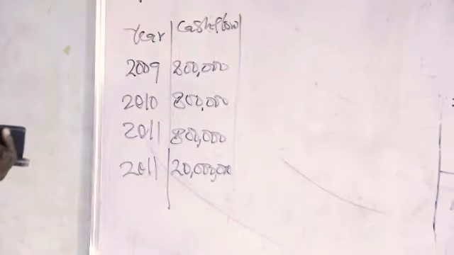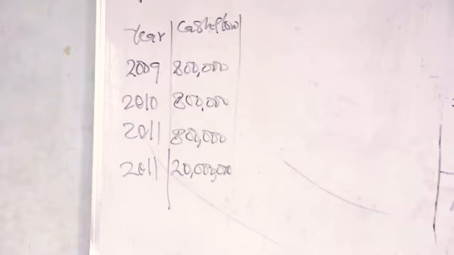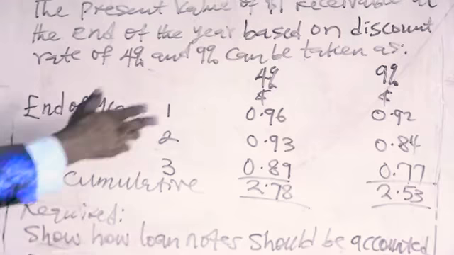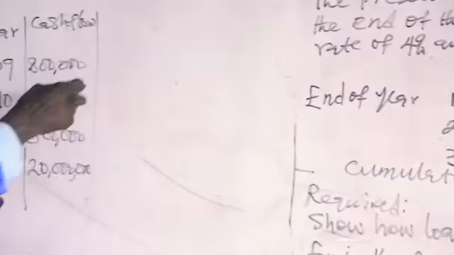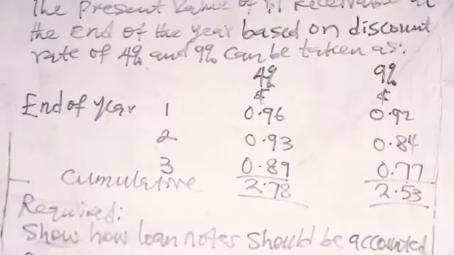So after that, you discount it. The discount factor has been given. This is year 1, year 2, year 3. Year 1 now. I've told you that you are going to use the present value at 9% for discounting, not the coupon rate. The coupon rate will only be used to calculate the interest to be paid or cash flows. So discount factor at 9% cost of capital for year 1, we have 0.92. In year 2, you have 0.84.